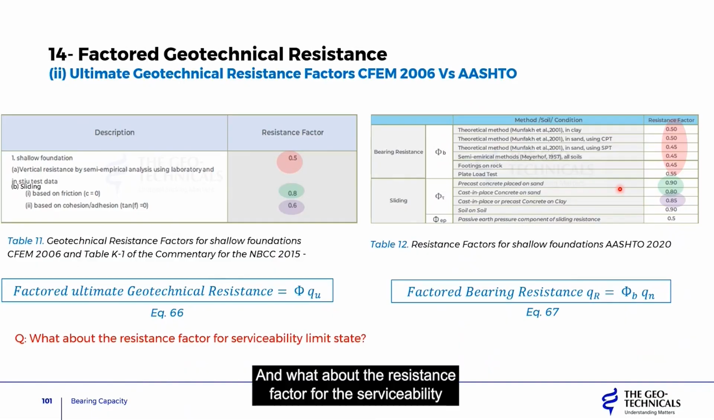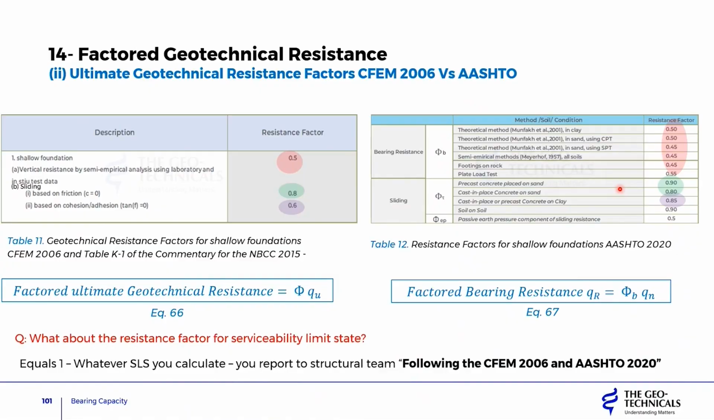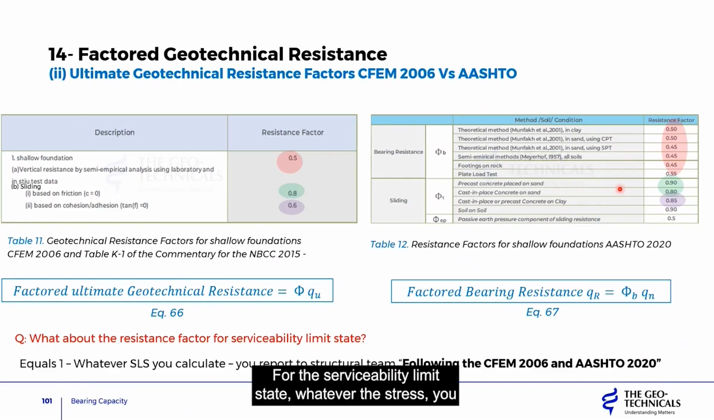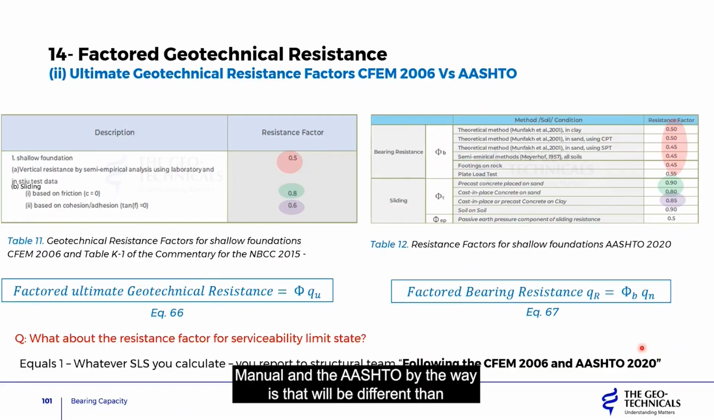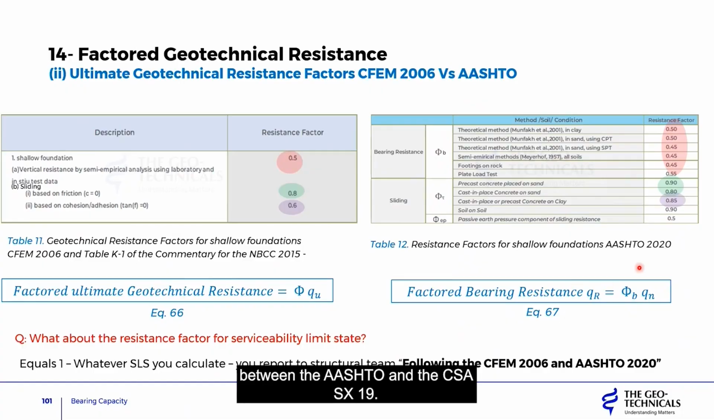What about the resistance factor for the serviceability limit state? Oh, so that's very critical and that's very important. For the serviceability limit state, whatever the stress you calculate that limits the settlement to a tolerable limit, which again is for our next module, that stress is what we call serviceability limit state. You report that as it is, following the Canadian Foundation Engineering Manual and the H2. By the way, that will be different than the CSA. So CSA will tell you, whatever you calculate for the serviceability limit state, please decrease that a little bit by a different factor. So over here, the SLS equals 1. And that's a key difference between the H2 and the CSA S6.